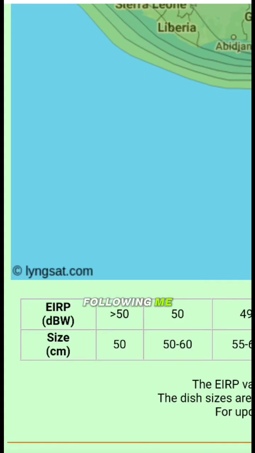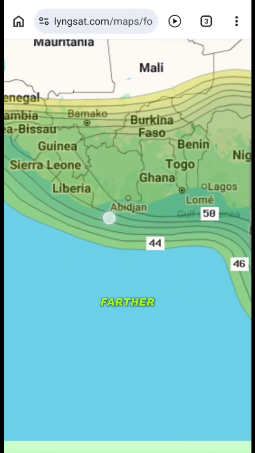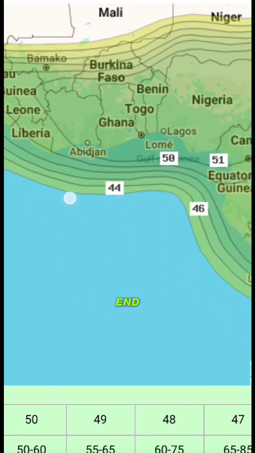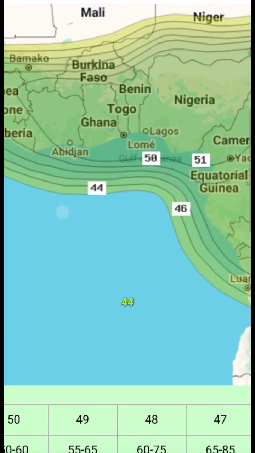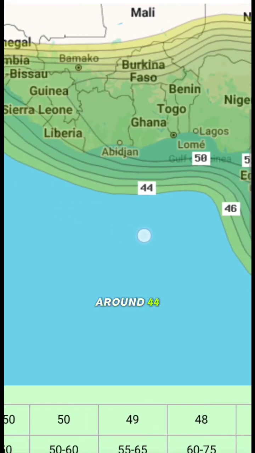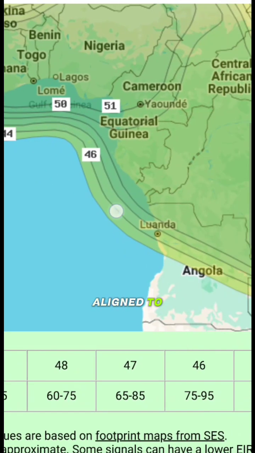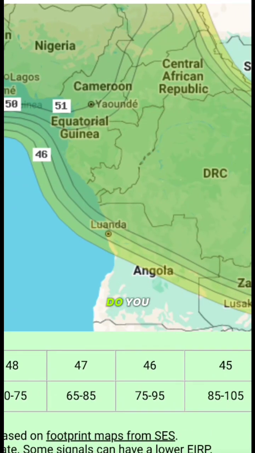Now if you look further, as the signal is getting farther from the center towards the end, you can see this line 44, around 44 is at the edge, and if you trace it down, you see that 44 aligns to Angola. 44 is the outer part of the signal beam. If you trace it, you see that it falls in Angola, meaning that people in Angola will still get this beam, but they need a bigger dish size compared to people in Nigeria or in Ghana.